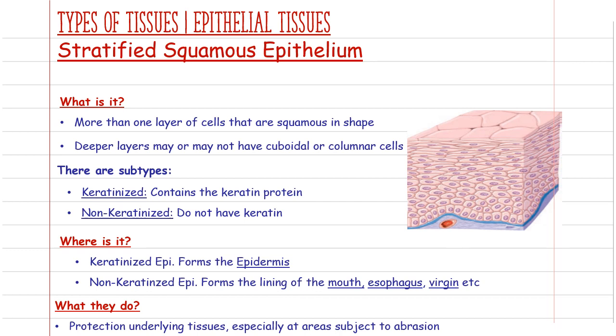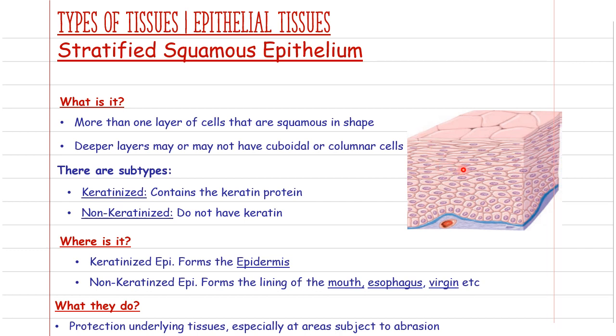So let's get started with the stratified squamous epithelium. In discussing this, we start with our first question, right? Which is, what is this epithelial tissue? In a simplified definition, it is a tissue that is made of more than one layer of cells, and these cells are squamous in shape.